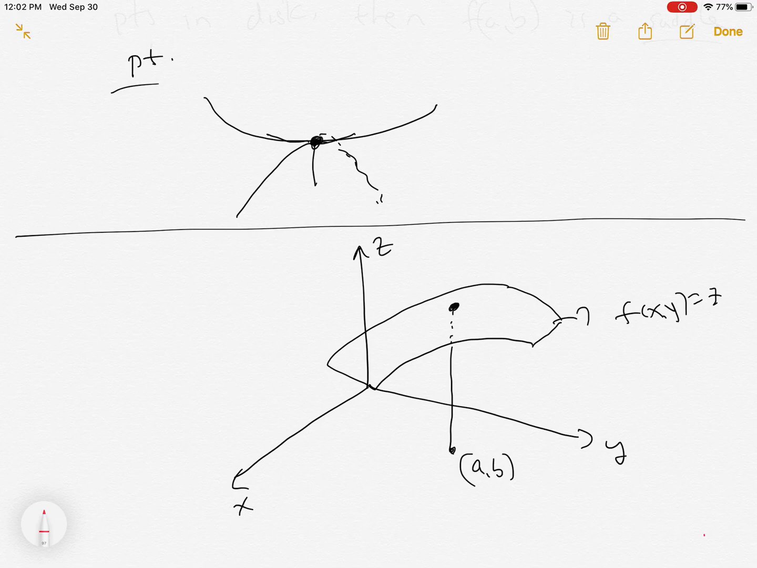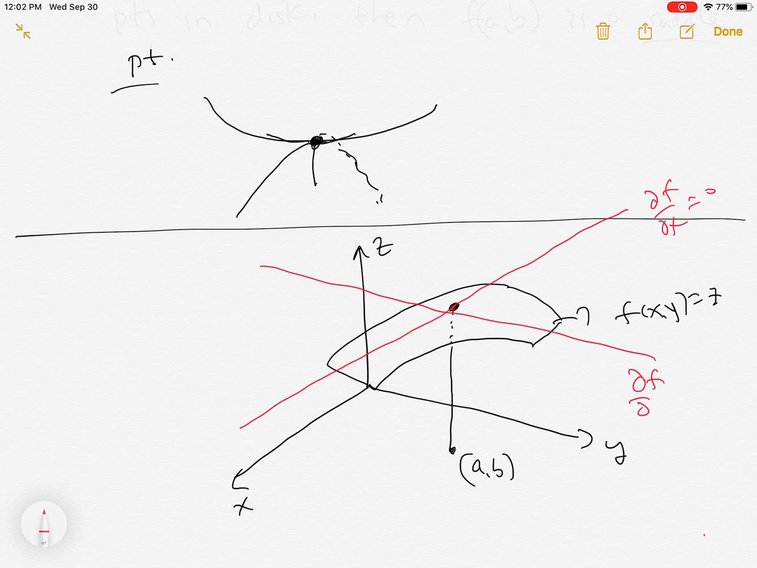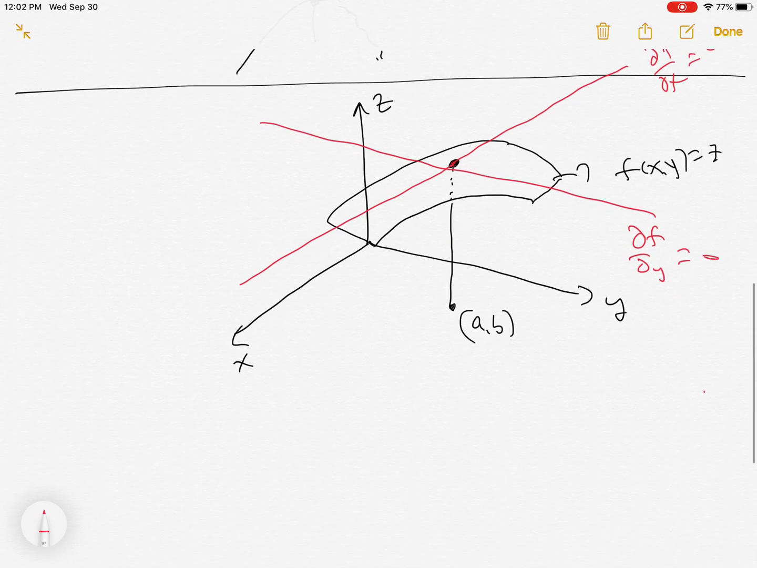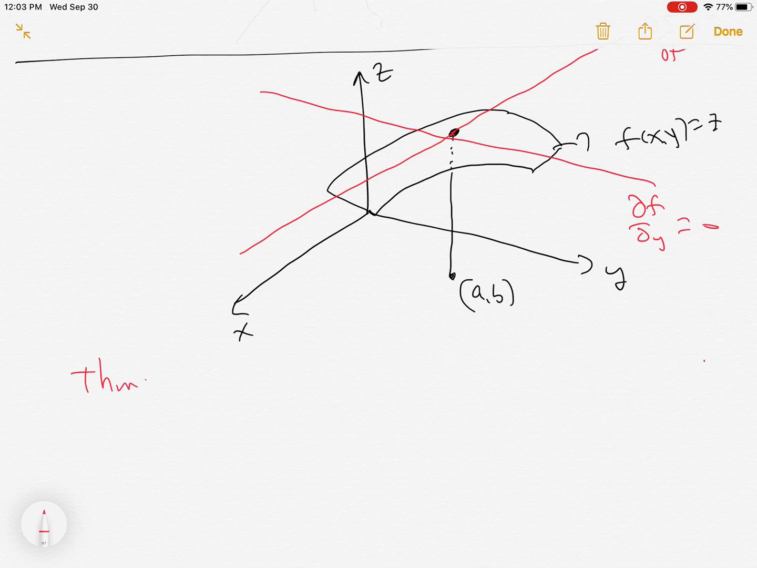So if you think about the partials or you think about the tangent plane, particularly the partials, at this point, the slope of the tangent line is 0, right? Because it's a horizontal tangent. And similarly, at this point, the partial with respect to y is also 0, right? So it's a necessary condition at a max or a min that the partials equal 0, but that doesn't guarantee that it's a max or a min, which is exactly what we saw in Calc 1.